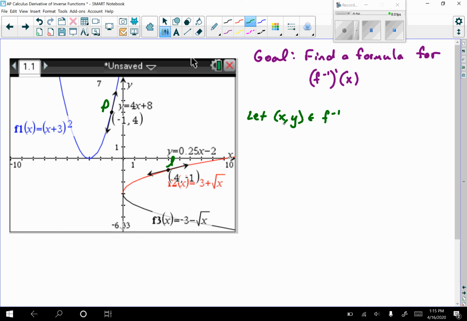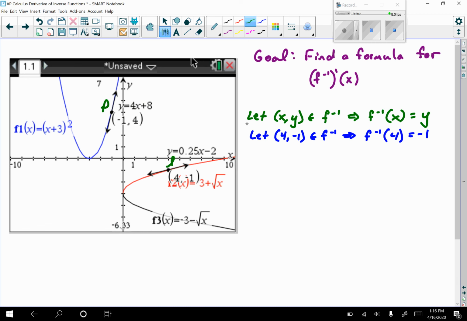And anytime I write this, if (x, y) is contained on this inverse function, this means, if I write it in just function notation, that the inverse of f of x is going to equal y. And just to apply it to an example, notice here I have the point (4, -1). So if we let (4, -1) be a point on our inverse function, then this implies that the inverse of f of 4 is going to equal -1.